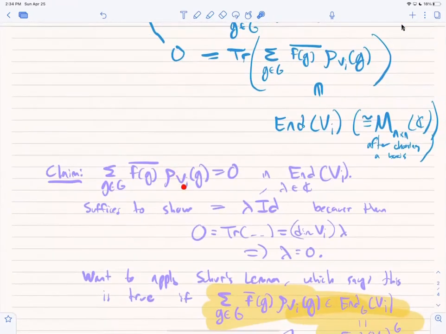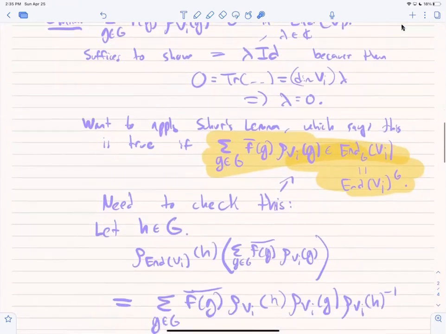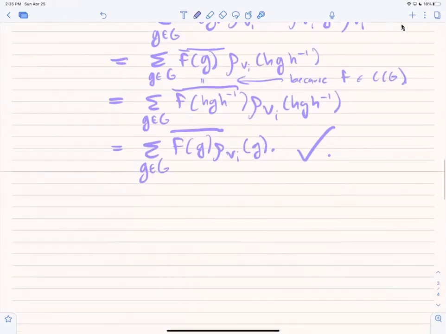Here V_i was sort of any one of our representatives for the isomorphism class of irreducibles. So what this means is this identity holds for any irreducible representation. So let me say a consequence.